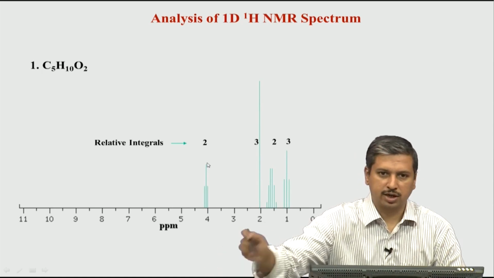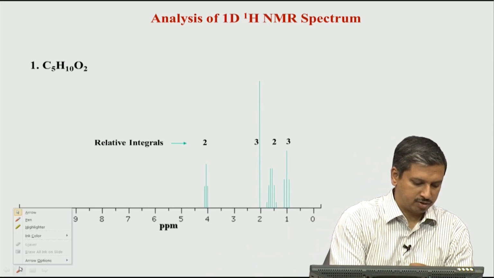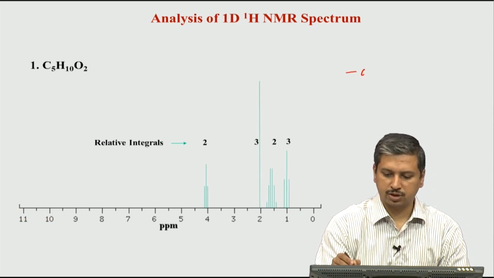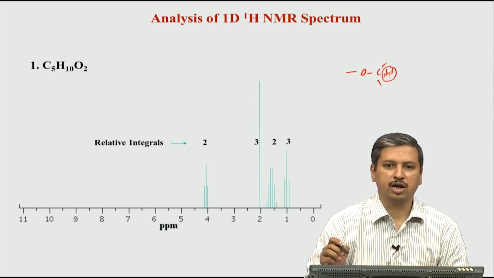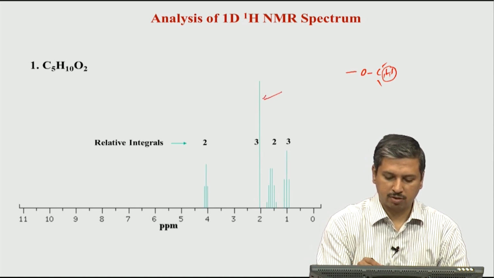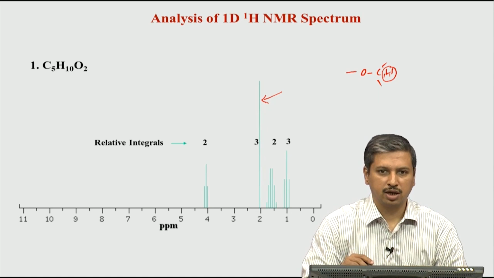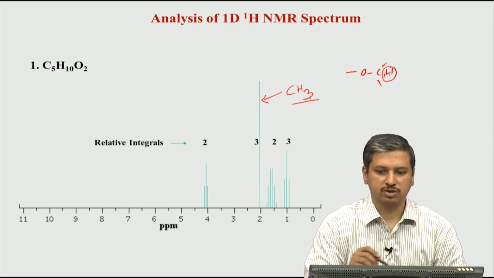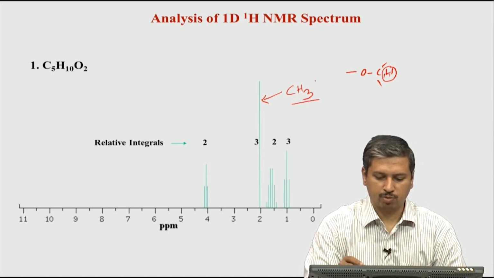We will write this down when we derive the structure. So we have an OCH type of moiety, and therefore this hydrogen comes downfield shifted at around 4 ppm. Then we see this peak, which is a singlet with 3 hydrogens. So most likely this is an isolated CH3, which has 3 hydrogens and is not coupled to anybody.